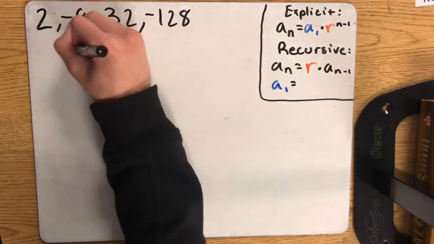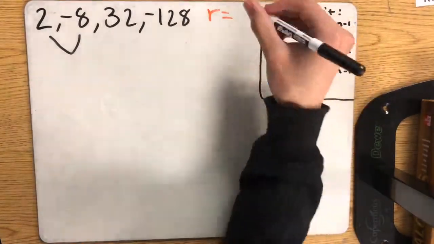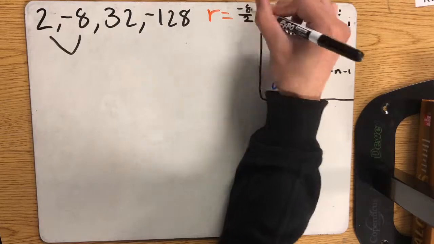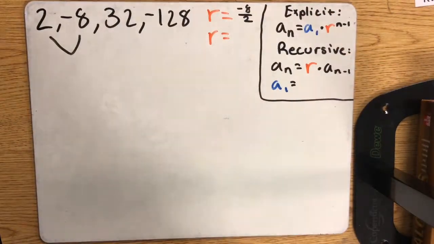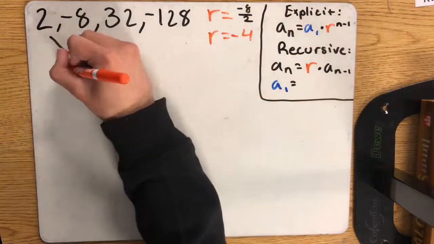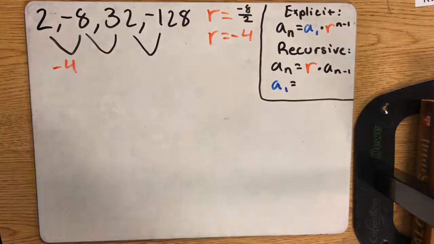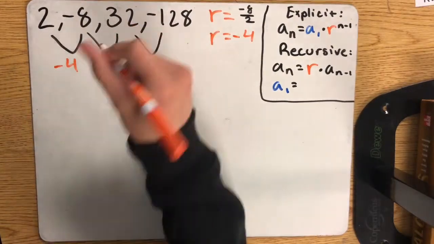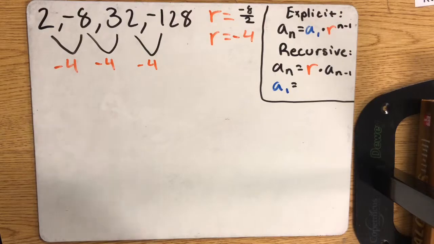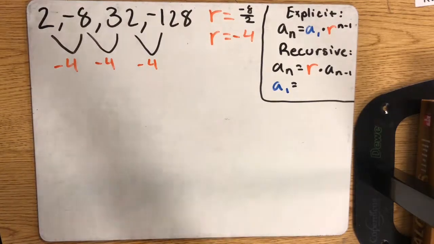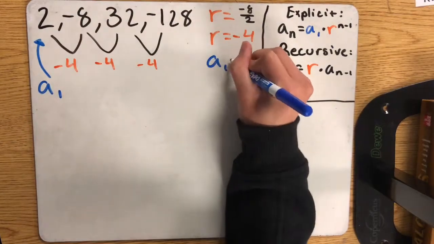Next, we want to identify our common ratio. Knowing that to get negative 8, we multiply 2 by negative 4, and to get 32, we have to multiply negative 8 by negative 4, we assume that our common ratio is negative 4. Next, we want to identify our first term, a of 1, which is 2.